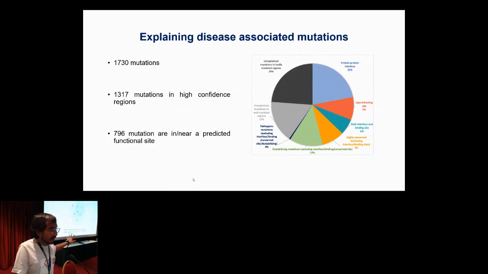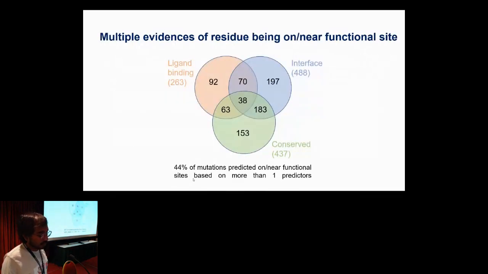There were multiple instances where the same mutation was predicted as a functional site based on multiple tools. In case a site is predicted as an interface and also as a conserved residue, we would have higher confidence in that site being actually a functionally important site. Around 44% of the mutations were predicted to be on or near a functional site based on more than one predictor. Here is a Venn diagram that shows the overlap between the different predictions.